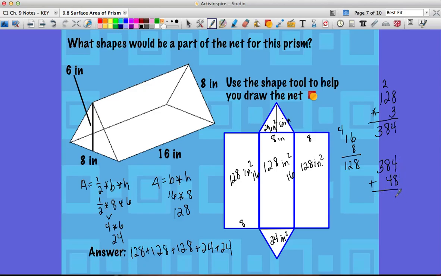4 plus 8 is 12. Carry the 1. 8 plus 4 is 12. Plus 1 is 13. Carry the 1. 3 plus 1 is 4. I know that the surface area of this shape is 432 inches squared.